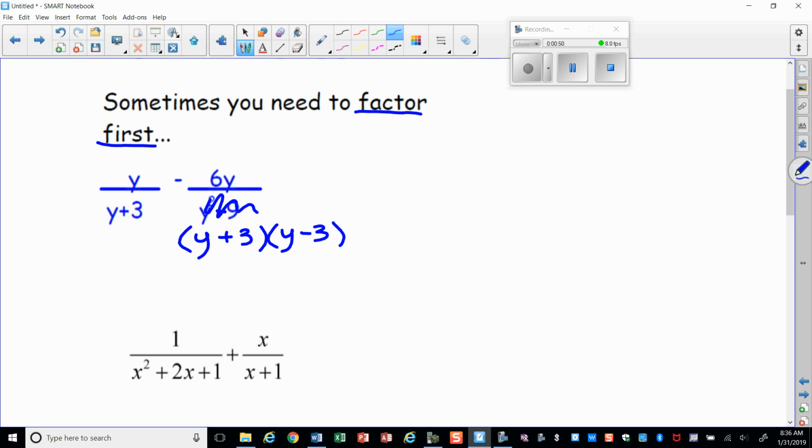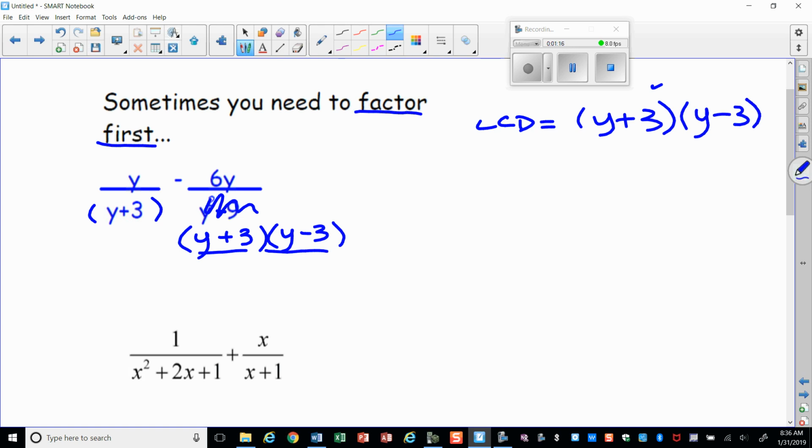So I need to have a least common denominator. Remember, my least common denominator has to have all the factors. So it has to have this y plus 3, right? Now I come over here. Well, this needs to have a y plus 3, and we've already got it. Check. And now I also need to have a y minus 3 as a factor. You have to have all of them. And so this would be my least common denominator right here.